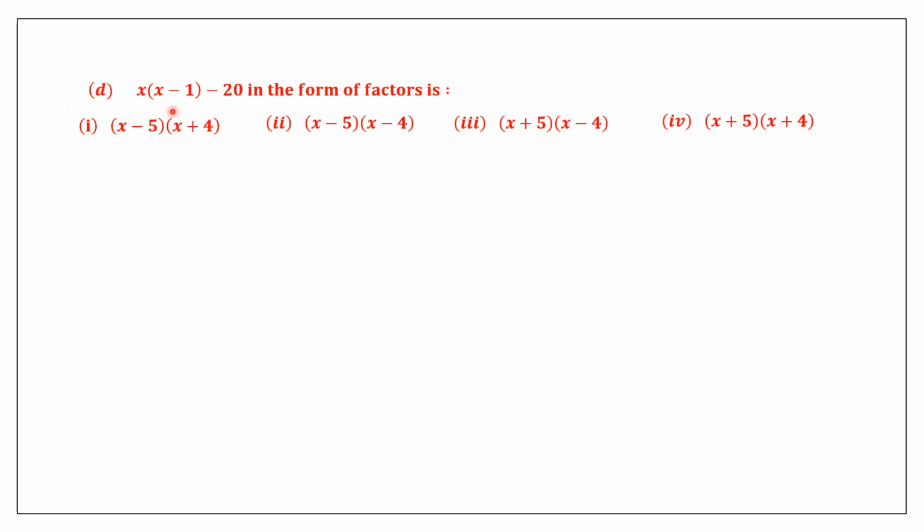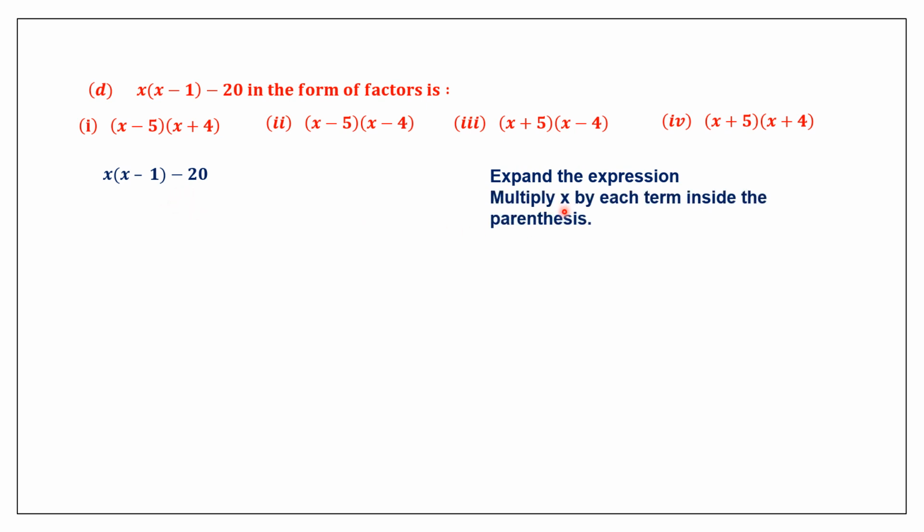Question D, x into x minus 1 minus 20 in the form of factors is. So let's write down the question. We have a question here. Now in the first step, what we're going to do is expand this expression. Now how are we going to expand it? We are going to multiply x by each term inside the parenthesis. So x into x is x square, minus x into 1 is x, minus 20.